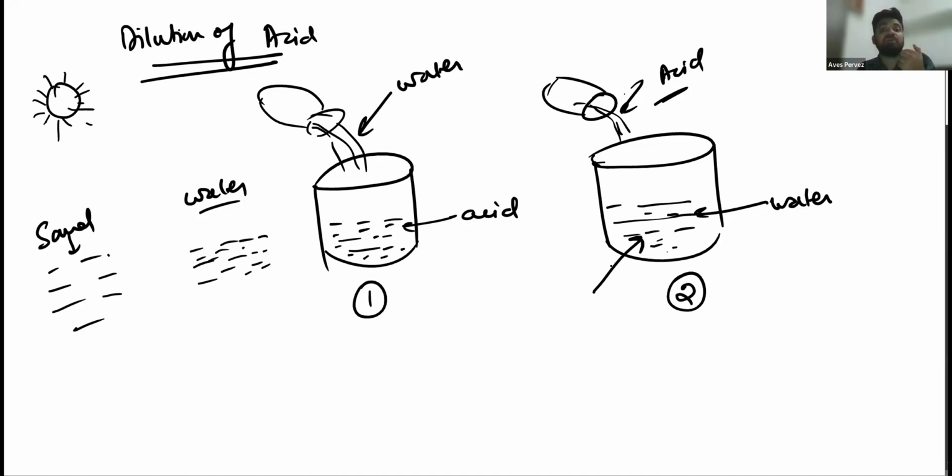So it will absorb the heat produced and will make the beaker cool. It will not allow the solution to splash out of the beaker. You understood? You got it?